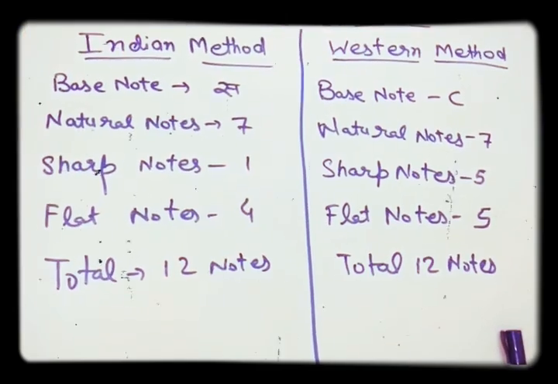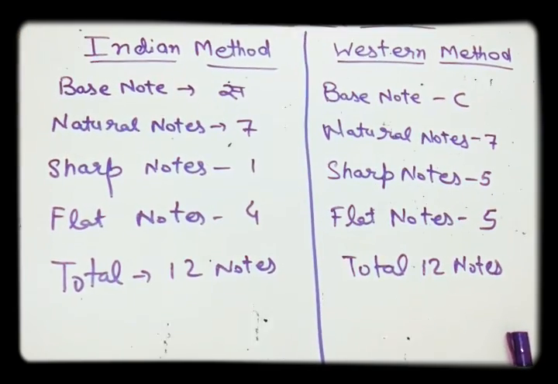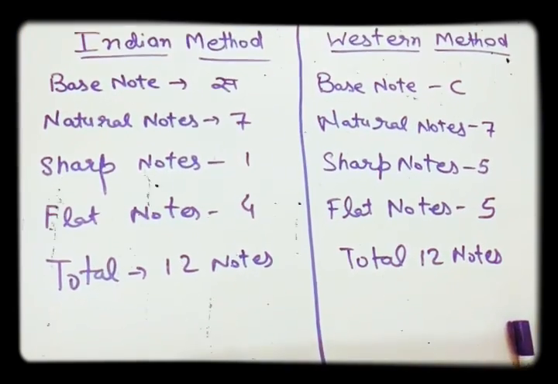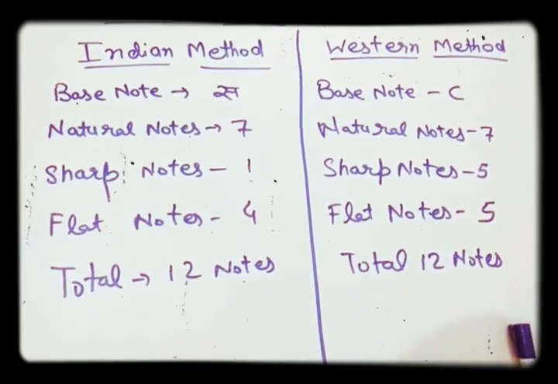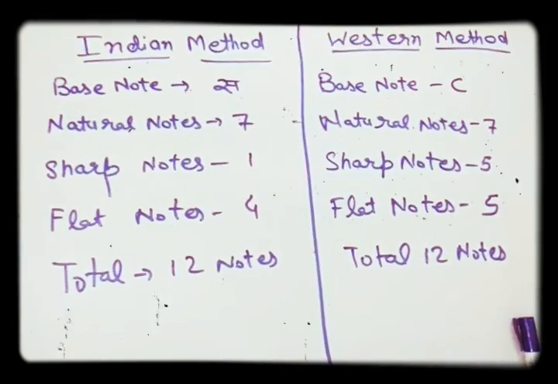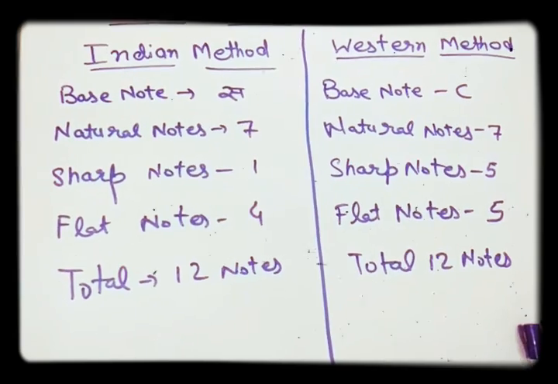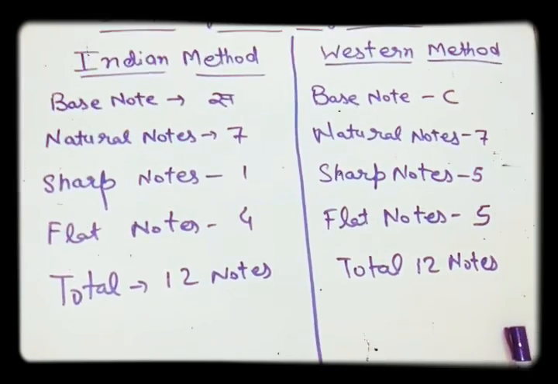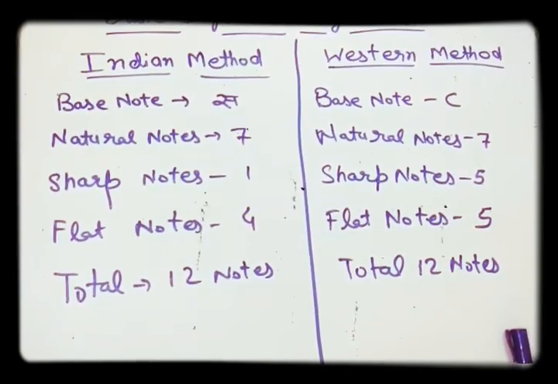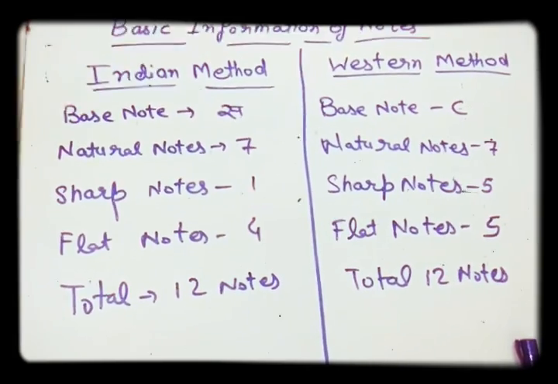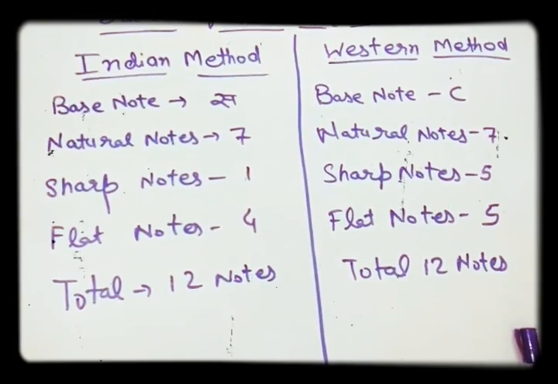Now total there are 12 notes. Here also total there are 12 notes, because as I've already told you, flat notes and sharp notes are all the same. So 7 plus 5, total 12 notes only. Okay, it's just that we are writing them in a different way. So that is why the sharp notes are also called flat notes.